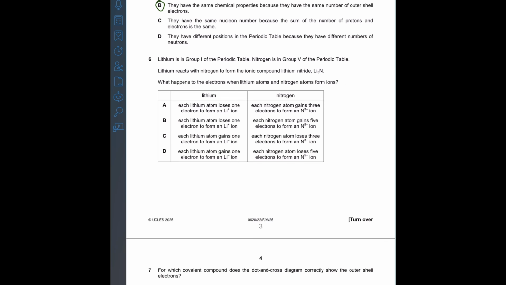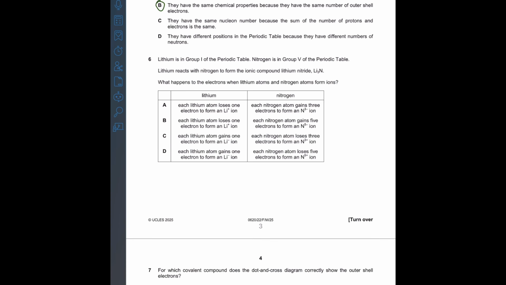Question number 6. Lithium is in group 1 of the periodic table. Nitrogen is in group 5 of the periodic table. Lithium reacts with nitrogen to form the ionic compound lithium nitride. What happens to the electrons when lithium atoms and nitrogen atoms form the ions? Now, what happens? Lithium is in group 1, so it can lose one electron from its outer shell, so it will become a positive ion.